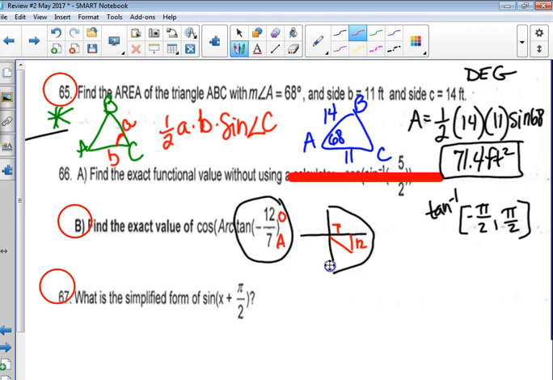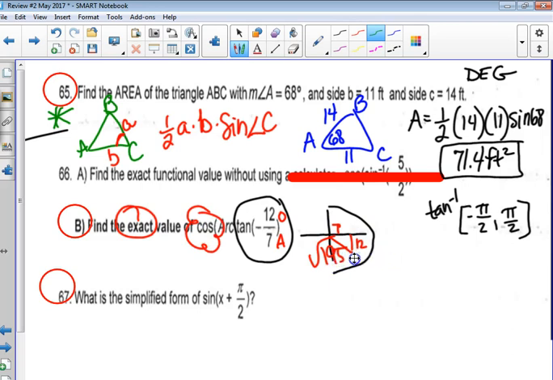Does anybody get it? I need a radical. It says exact value. Yeah, it doesn't simplify. It's just square root of 195. So now it wants the cosine of that angle. So what is the cosine of that triangle?